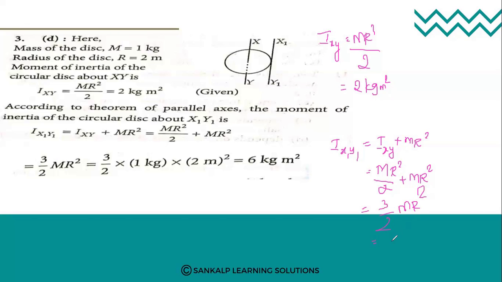The remaining values we already have: 3 by 2, mass is 1 kg, and the radius is 2, so the square is 4. 3 twos are 6. Therefore, the moment of inertia about x1y1 is 6 kg meter square. Yes, copy down, students. If any doubt is there, please ask.